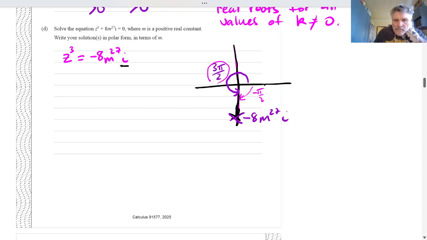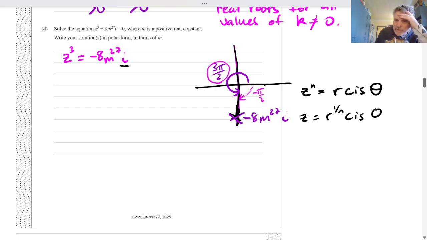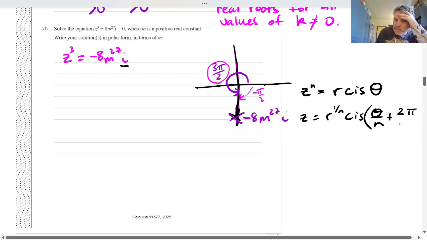I'm going to use this one though. And de Moivre's theorem tells us that if we've got z to the power of n equal to r, a modulus, and then cis theta, an argument, then z is equal to, we take the nth root of the modulus, and we divide the argument by n, and we have to add multiples of 2 pi divided by n.